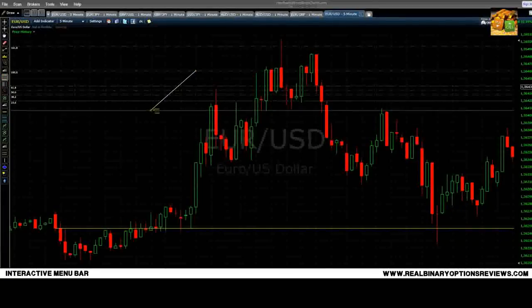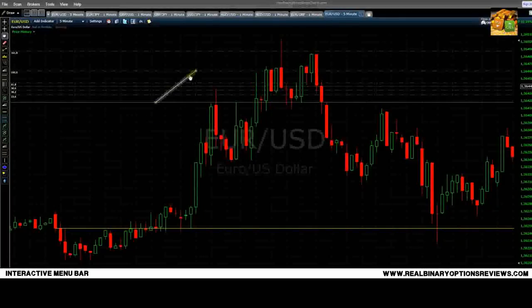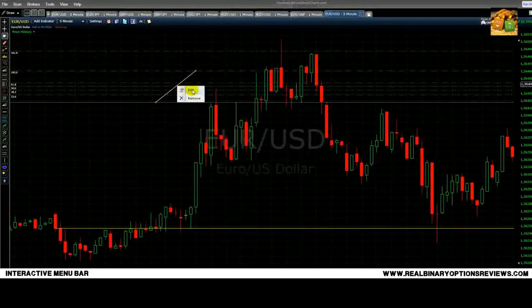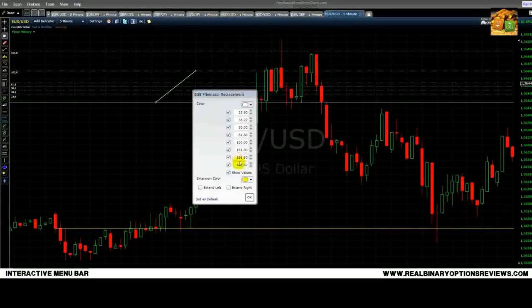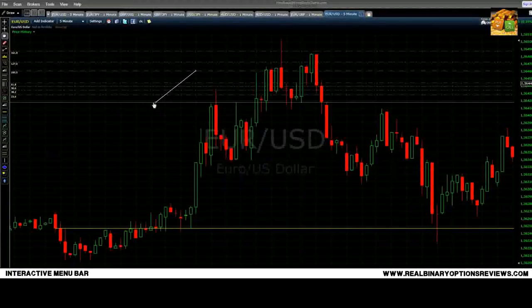So I just want to adjust the levels. So I'm going to draw a line here, and I'm going to click on it and click Edit. And now I want to enter an additional level here. As you can see, we have some levels defined, which are 23, 38, 50, 61, 100, and 161, and then some other levels. And I'm going to change this last level, and I'm going to enter a value of 127 and click OK. So now these levels, I'm going to show you how to use them.